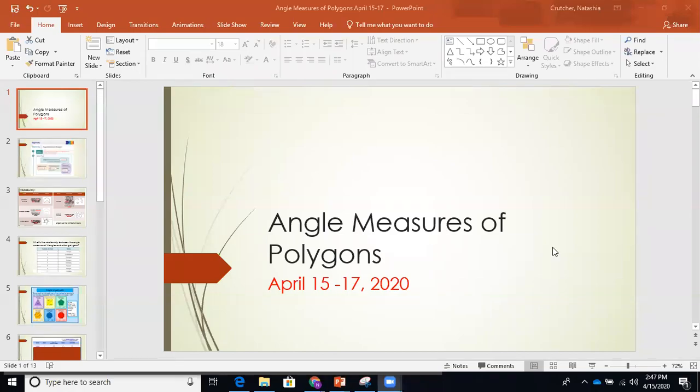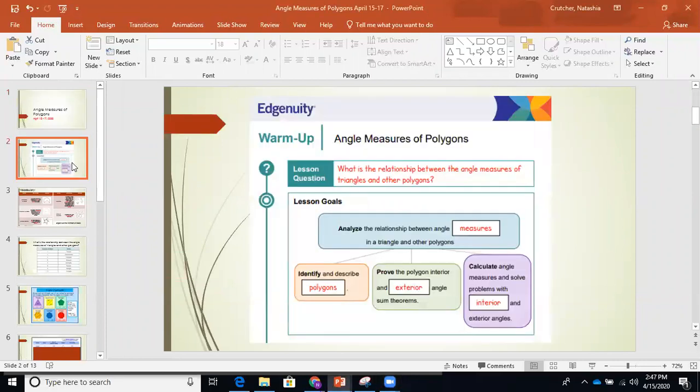Hey guys, all right, so today we're going to talk about angle measures of polygons. So starting with your warm-up, what are we trying to learn here? What is our objective? Our lesson question is, what is the relationship between the angle measures of triangles and other polygons? Our lesson goals are to analyze the relationship between angle measures in a triangle and other polygons. So we're going to take a look at identifying polygons, proving the exterior angle sum theorems and the interior angle sum theorems, and being able to calculate the measures of angles.